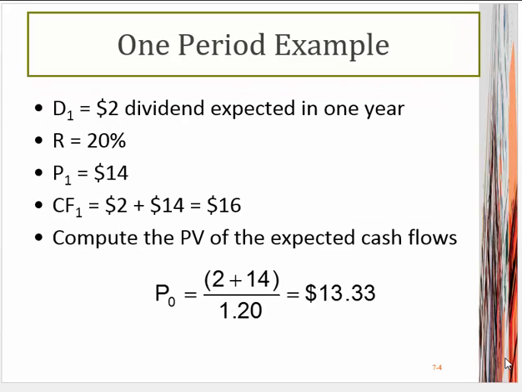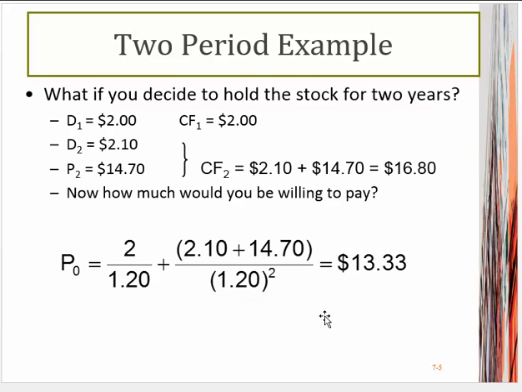Now we can do a very simple time value calculation. We'll use a 1 period example. The next year's dividend is $2. You're also going to receive $14 the next year. So at the end of the year, you'd receive $16. And of course, the current required return or discount rate is 20%. So the present value of $16 1 year from now at 20% is $13.33. So that's what they're referring to here as being the 1 period model or example.